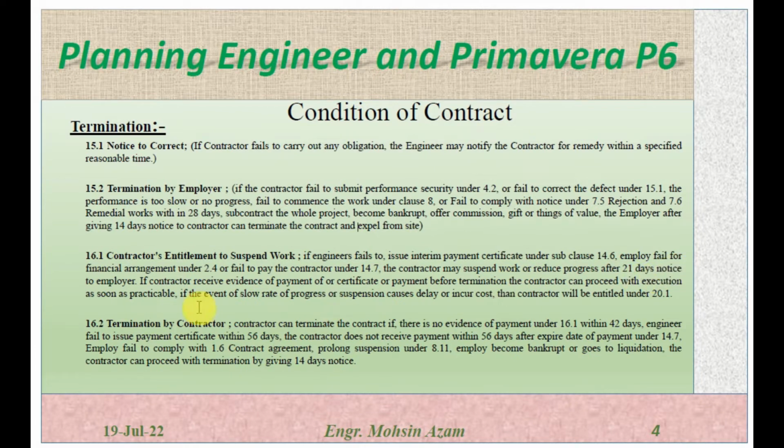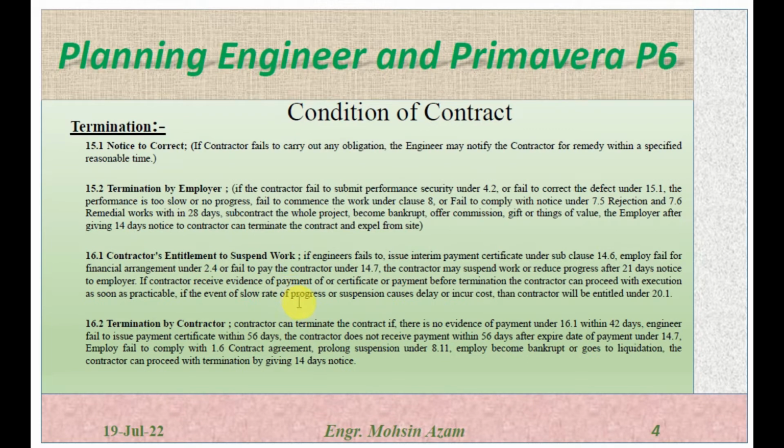After 21 days notice to the employer, the contractor should give notice after 21 days if he is facing delay in the payment, any interim payment, or if there is no evidence of the arrangement of the payment for the contract, or if the engineer failed to release payment for the contract. So after giving the 21 days notice, the contractor can suspend the work or reduce the progress of the work. If the contractor receives evidence of the payment or certificate of the payment before termination, the contractor can proceed with the execution as soon as possible.